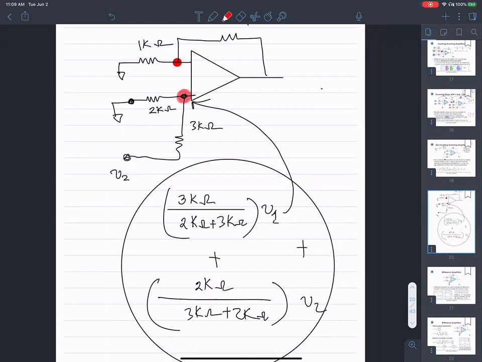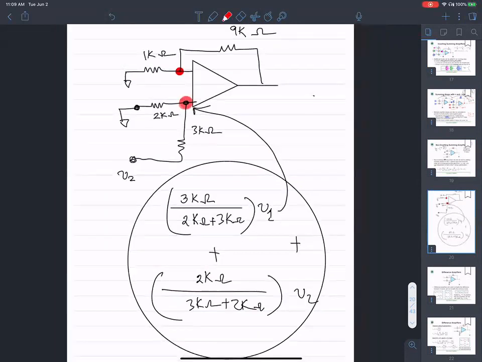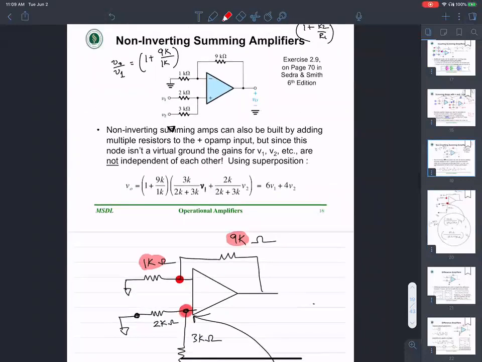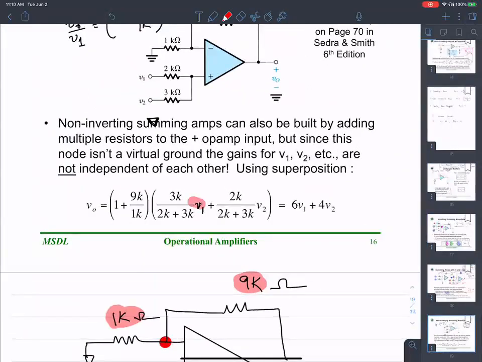The sum of these two superpositions is seen at that node, which is amplified by the 1 plus R2 over R1. Sure enough, that's exactly what we see. The overall input voltage is a voltage division of V1, a part of the voltage appearing there, and a voltage division of V2, a fraction of V2 appearing over there. All of that is multiplied by the gain. So this is the gain, and this is the input voltage.